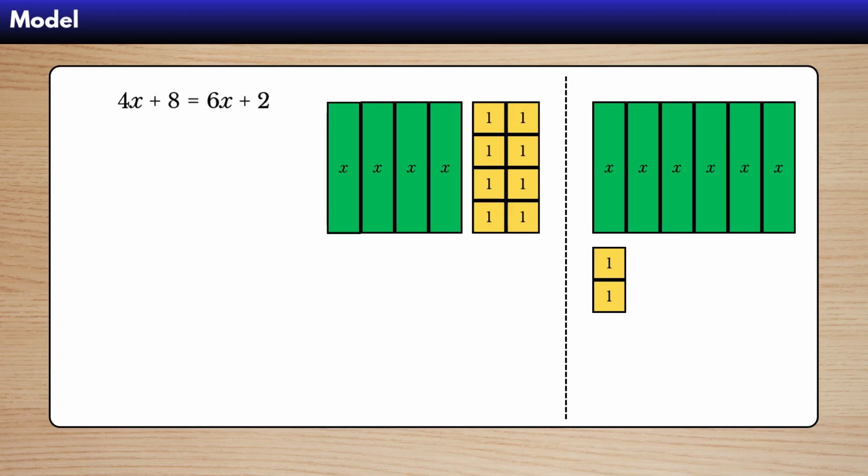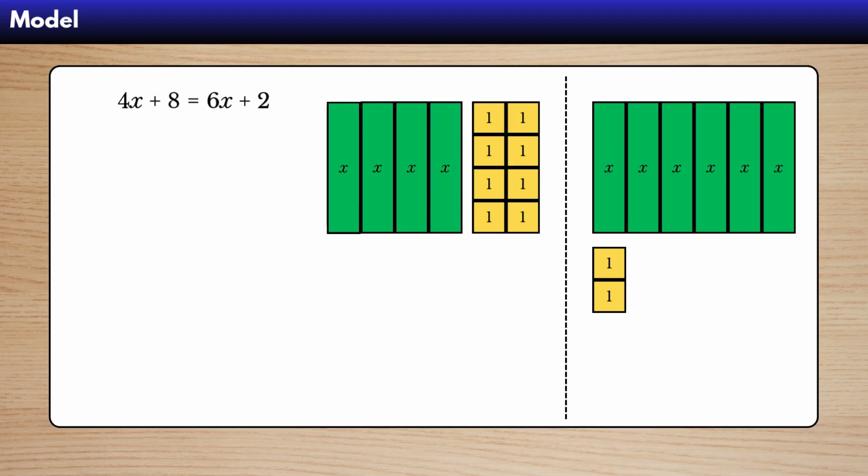Let's try another equation. Consider the equation 4x plus 8 is equal to 6x plus 2. Let's set up our algebra tiles. On the left side of our model, we have 4 positive x tiles representing 4x and 8 positive unit tiles representing positive 8. On the right side, we have 6 positive x tiles representing 6x and 2 positive unit tiles representing positive 2.